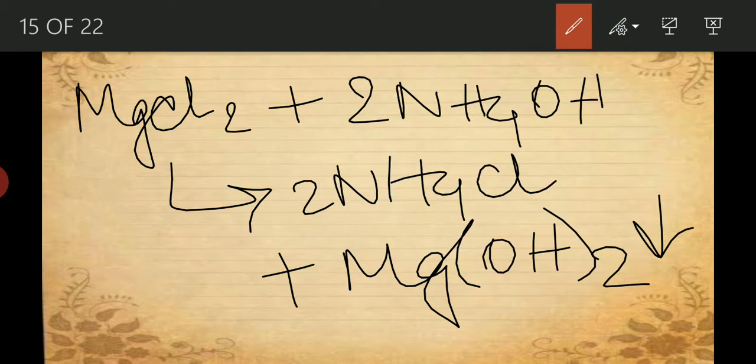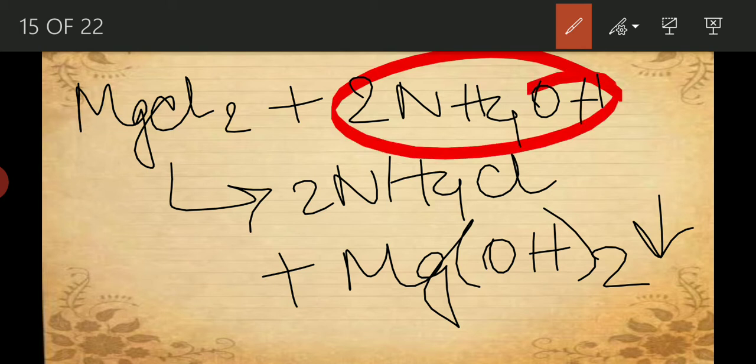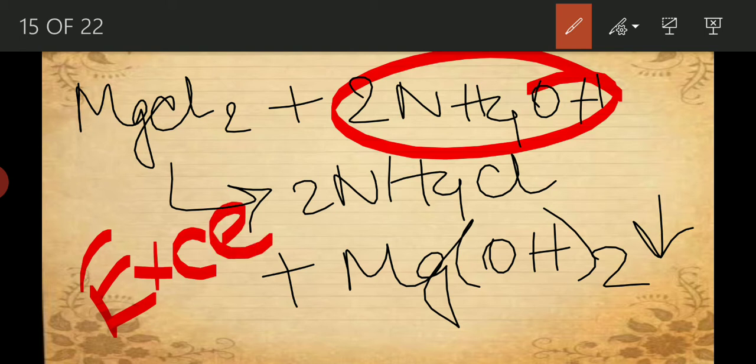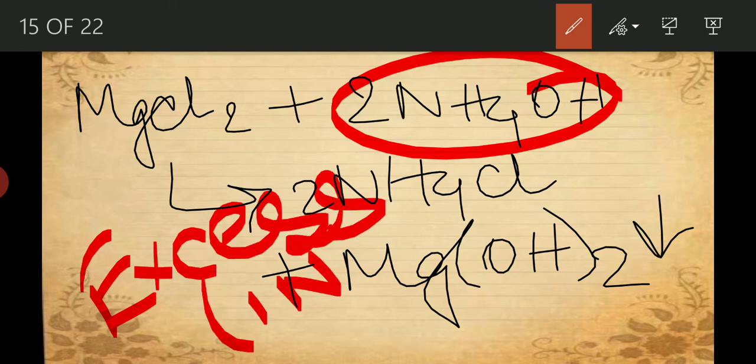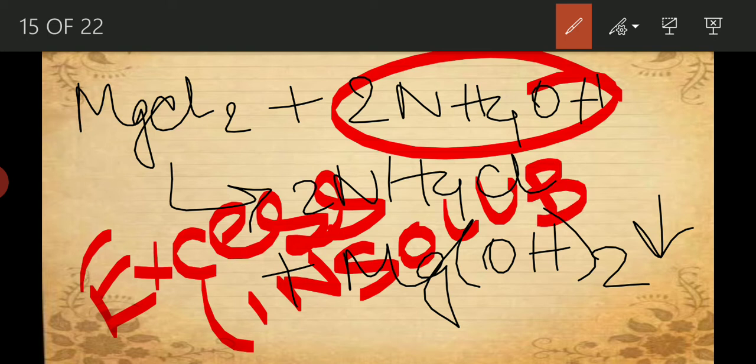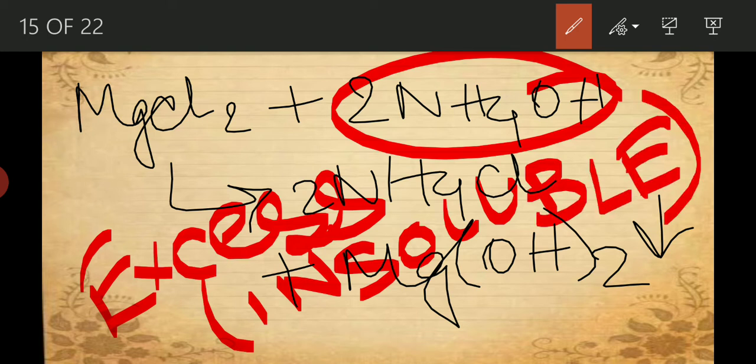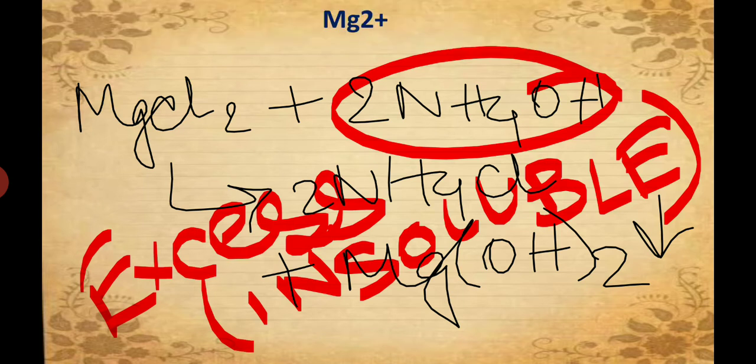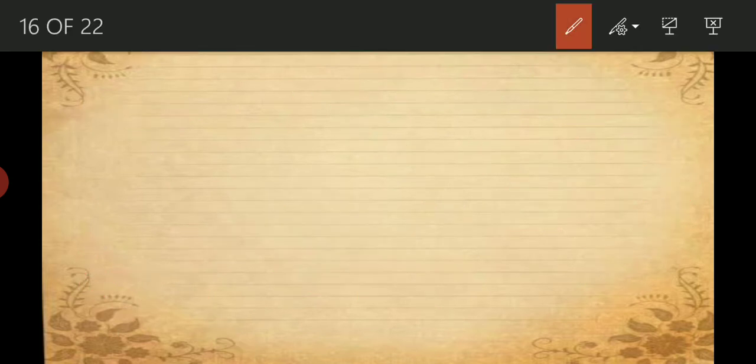But here, in the previous case, magnesium hydroxide was not soluble in excess NaOH. It was insoluble. In case of NH4OH, that means ammonium hydroxide, it is still insoluble in excess. Even if you add excess NH4OH to Mg(OH)2, magnesium hydroxide, this dull white PPT remains insoluble. So from here we can conclude that magnesium hydroxide is insoluble in both excess ammonium hydroxide and sodium hydroxide.